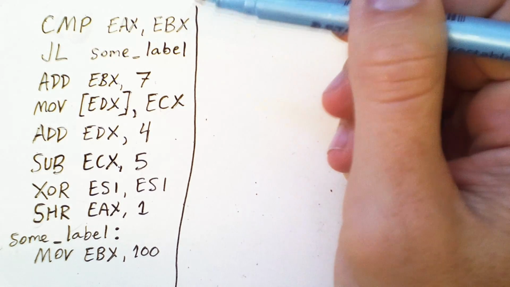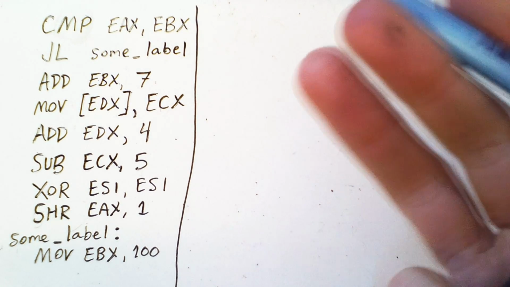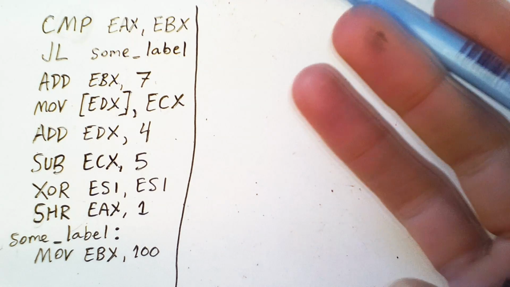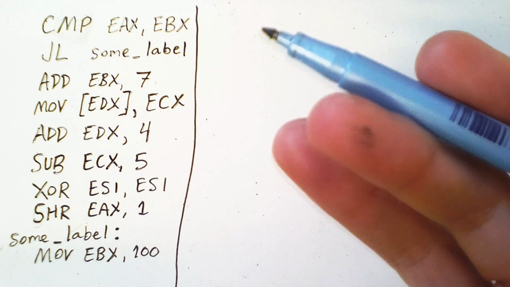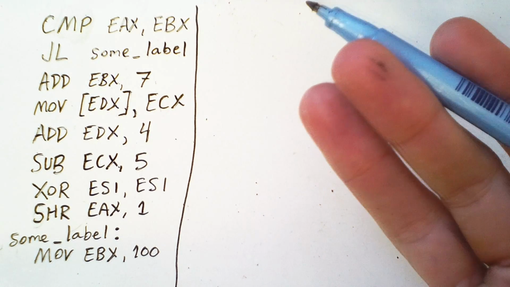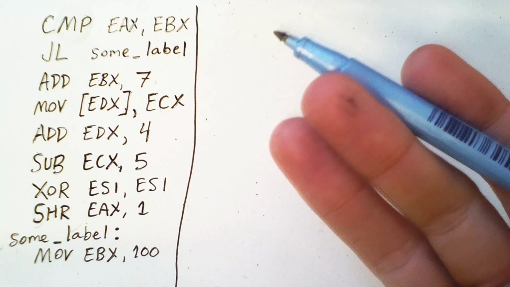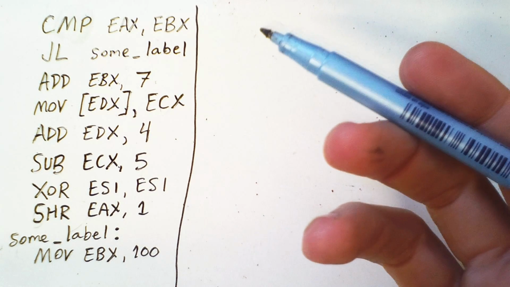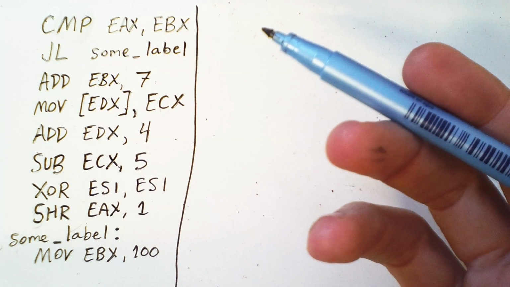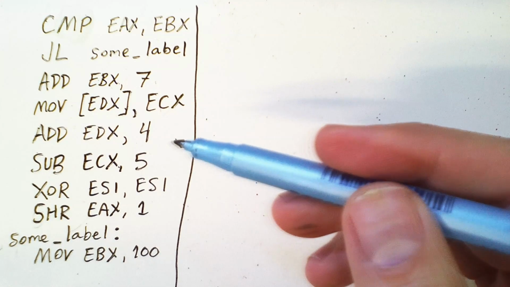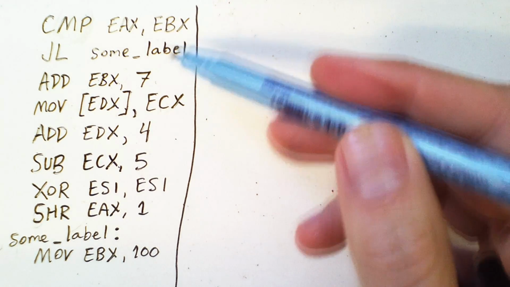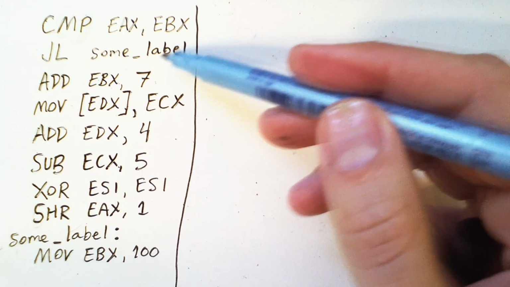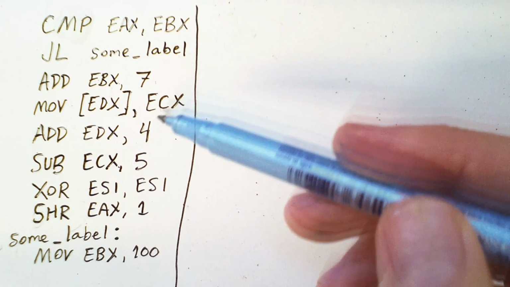Now, pipelines fill with instructions before previous instructions finish. So the processor needs to know what the next instruction is. But this is hard when there's a conditional jump. Should the processor load the instructions assuming the jump won't occur, meaning it would load these ones? Or should it assume the jump will occur, meaning it will load this instruction after this jump here?